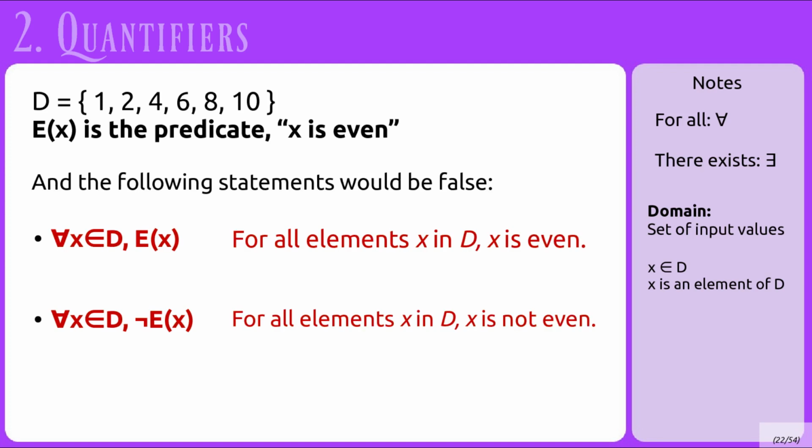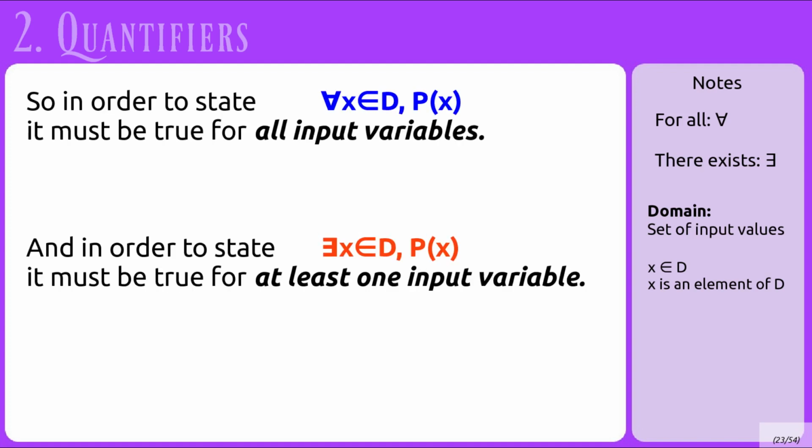And the following quantified statements would be false. For all elements X in D, X is even, and for all elements X in D, X is not even. So in order to state for all X in D, P of X, it must be true for all input variables. And in order to state there exists some X in D such that P of X, it must be true for at least one input variable.